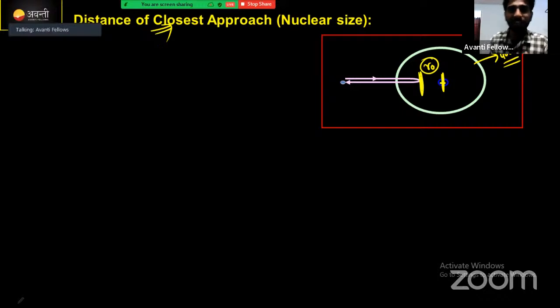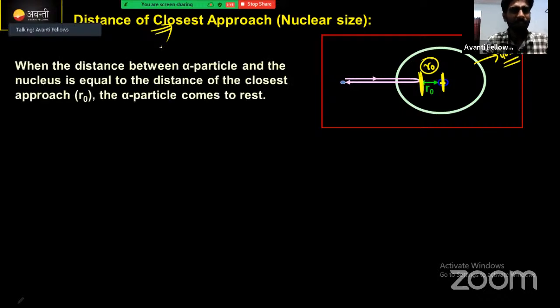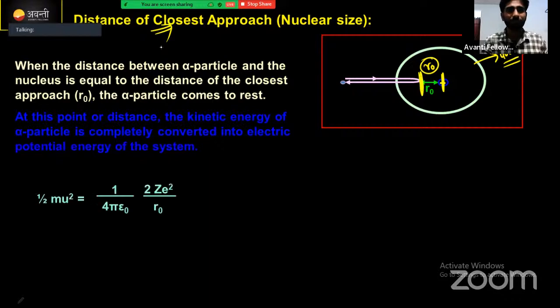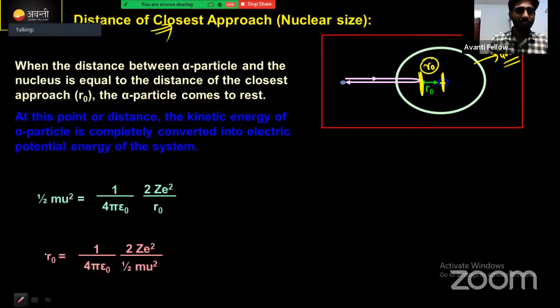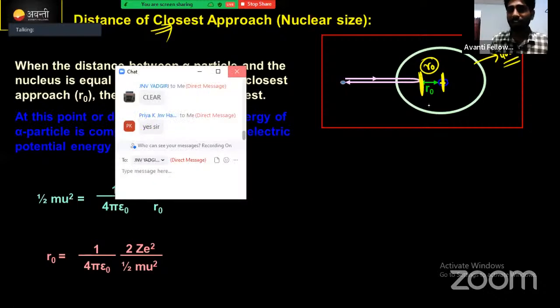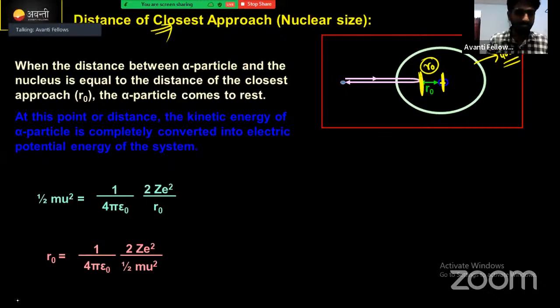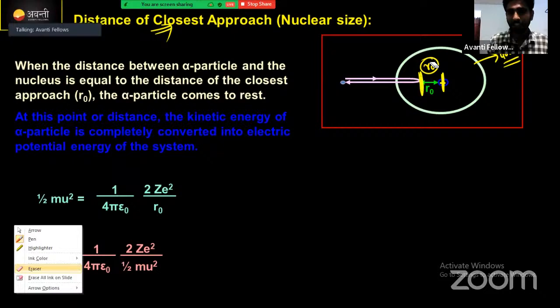Clear? Is this clear? Yes, good. Now we need to calculate this distance of closest approach, that is, the R naught value.